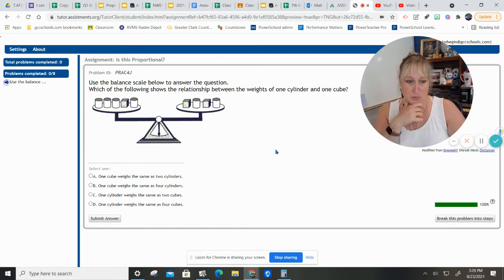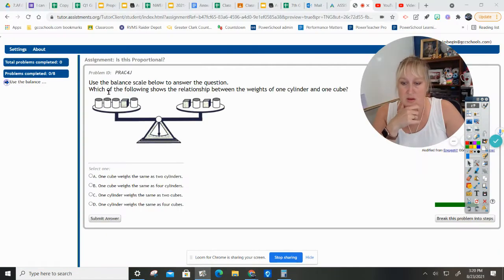So we're going to start with this problem. It says use the balance scale below to answer the question. Which of the following shows the relationship between the weights of one cylinder and one cube? So let's see if I can get this to write for me. I need to look at this, and it looks like it has 1, 2, 3, 4 cylinders over here, but it only has 2 here. Okay, but it has 2 squares.